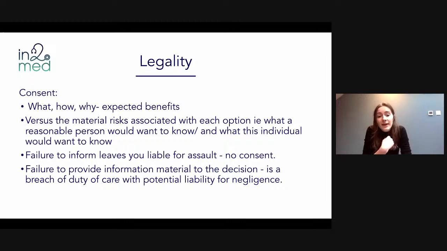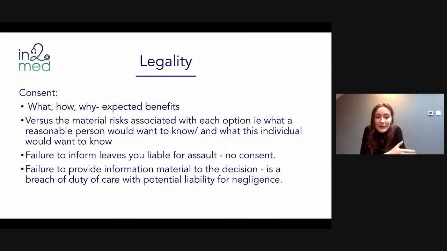So consent is defined by explaining what something is, how the intervention is going to help, and why you're going to do the intervention, what the expected benefits are. And you've always got to weigh that up with what the risks are. And those risks are what a reasonable person would want to know and what the individual person would want to know. The reason it's specified like this is because, say for instance, you only had sight in one eye, knowing that there was a small risk of losing your eyesight would potentially be a bigger consideration to that individual than someone else.